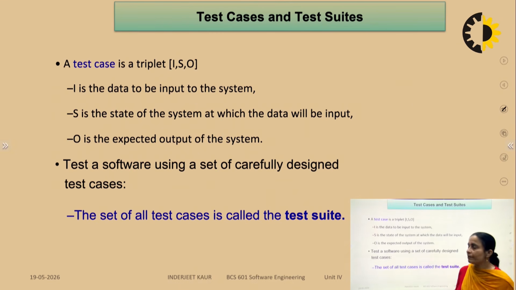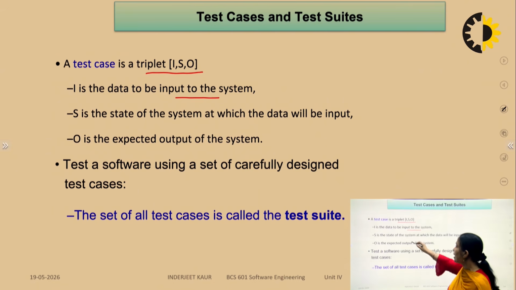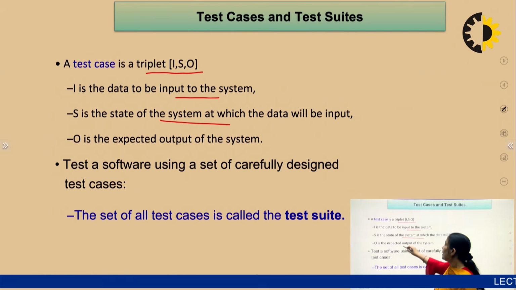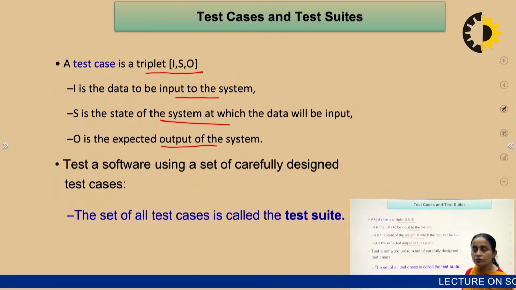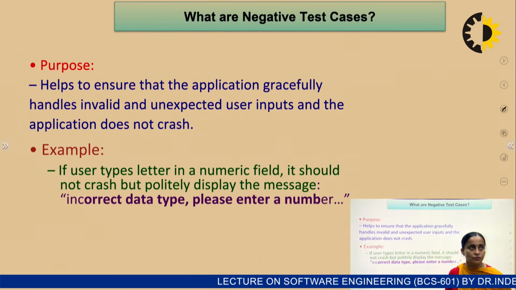So it will be a combination of a triplet, I, S and O. I is the data for the input to the system, S is the state of the system at which it is entered, and O is the expected output. So test the software using carefully designed test cases, and the collection of all these test cases is known as a test suite. There will be positive test cases, and there will be negative test cases.